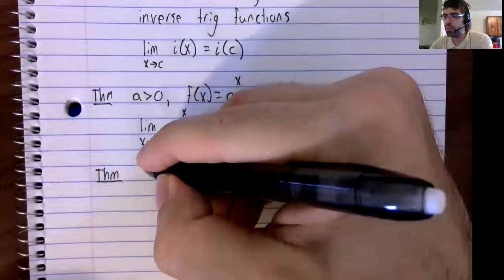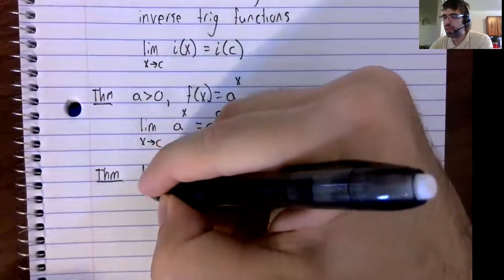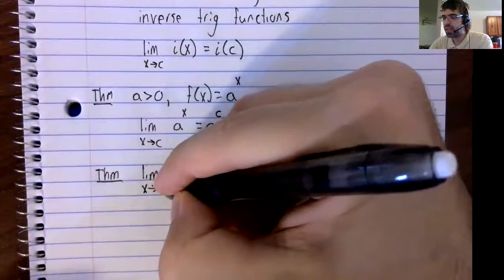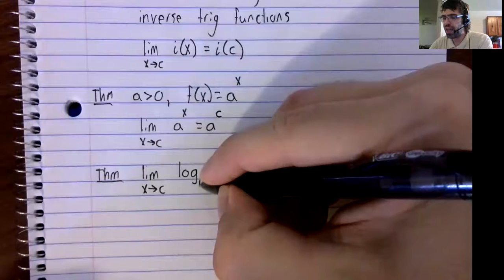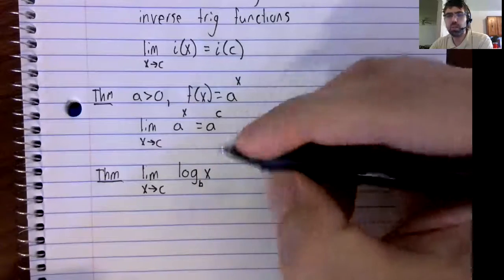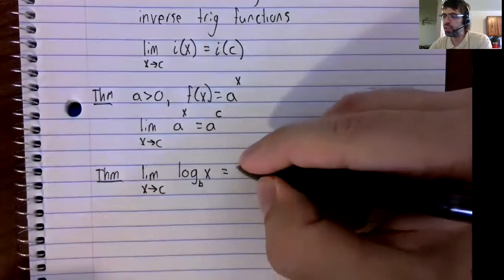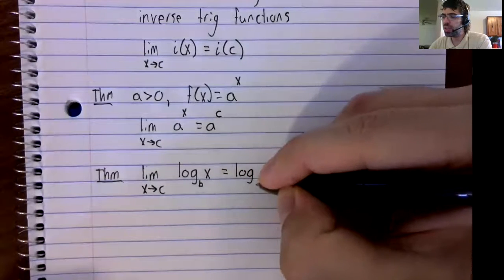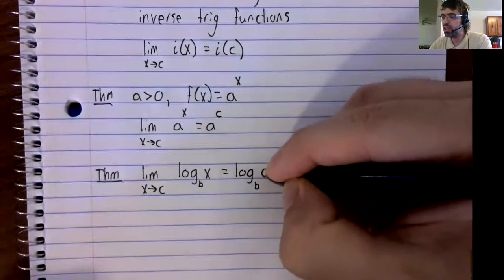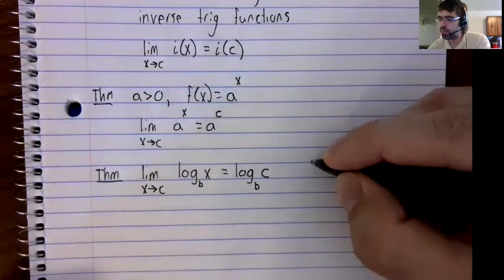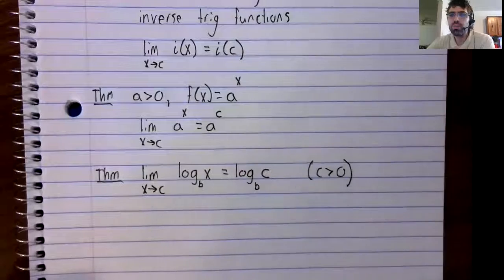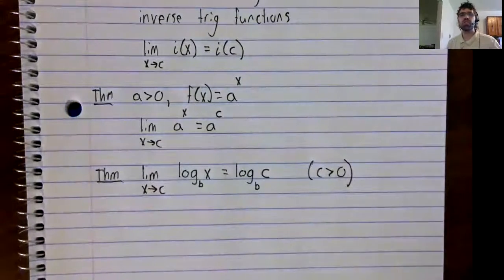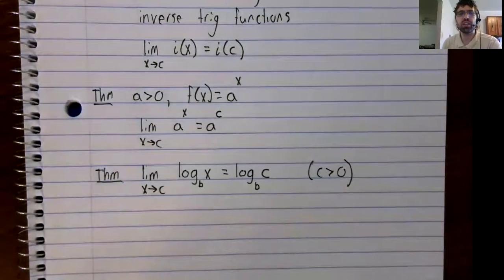Finally, theorem. The limit as x approaches c of any logarithm can be computed simply by sticking c into the logarithm. And here we do need c to be positive, otherwise the logarithm isn't defined and the limit doesn't exist.